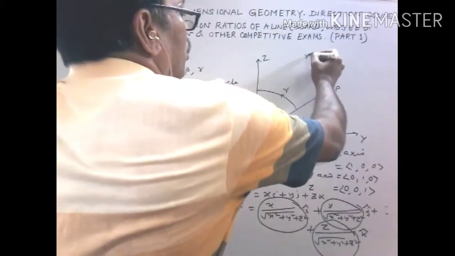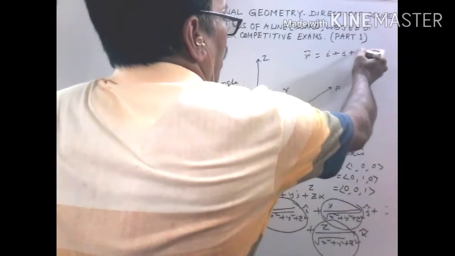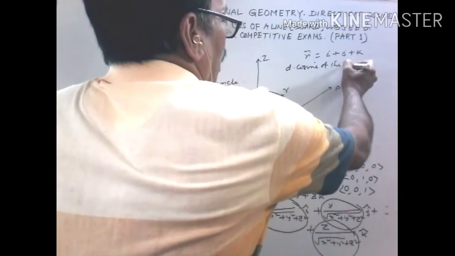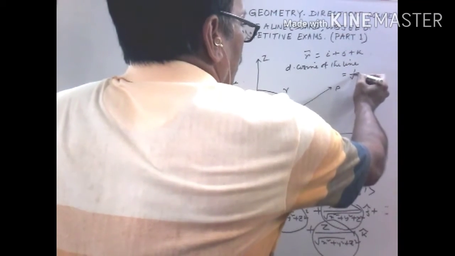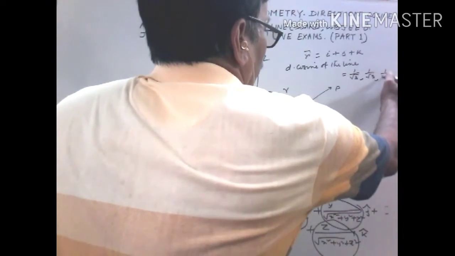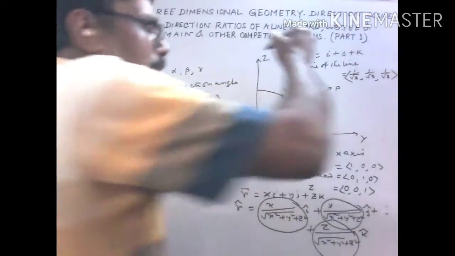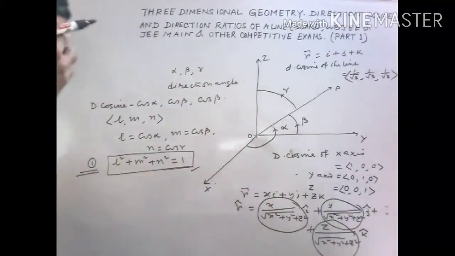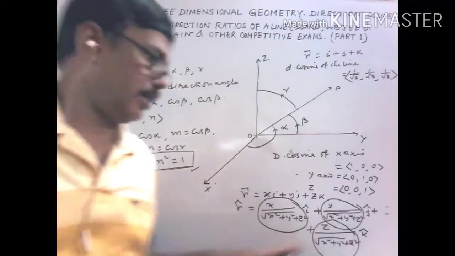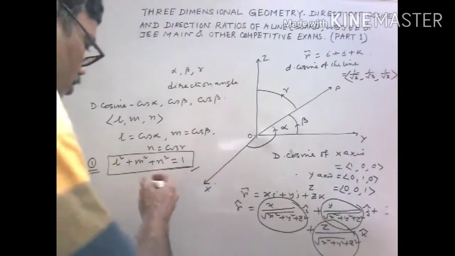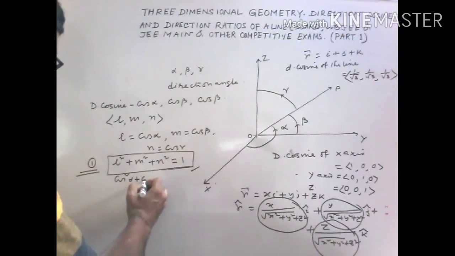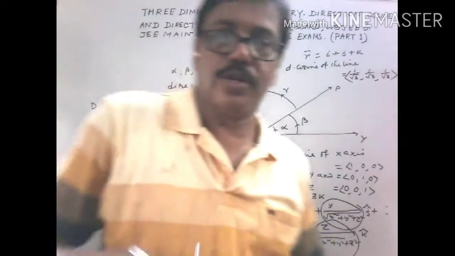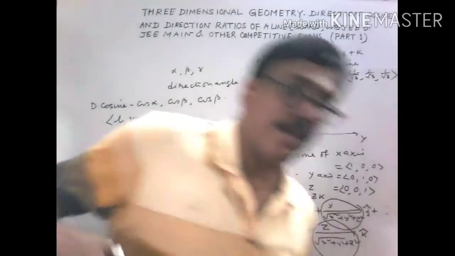So suppose the r vector equals i plus j plus k. The magnitude of r is root 3, so the direction cosines of the line are 1 by root 3, 1 by root 3, 1 by root 3. The direction cosine property is also written in this form: cos square alpha plus cos square beta plus cos square gamma equals 1.